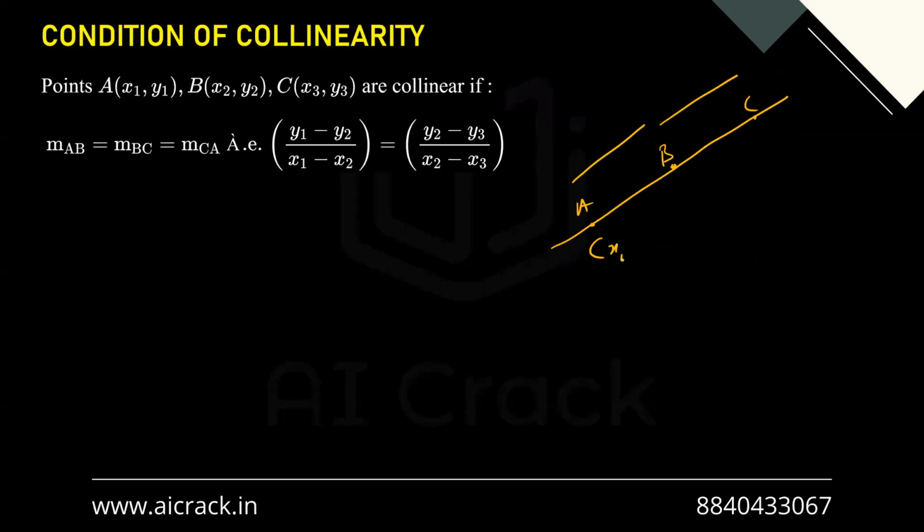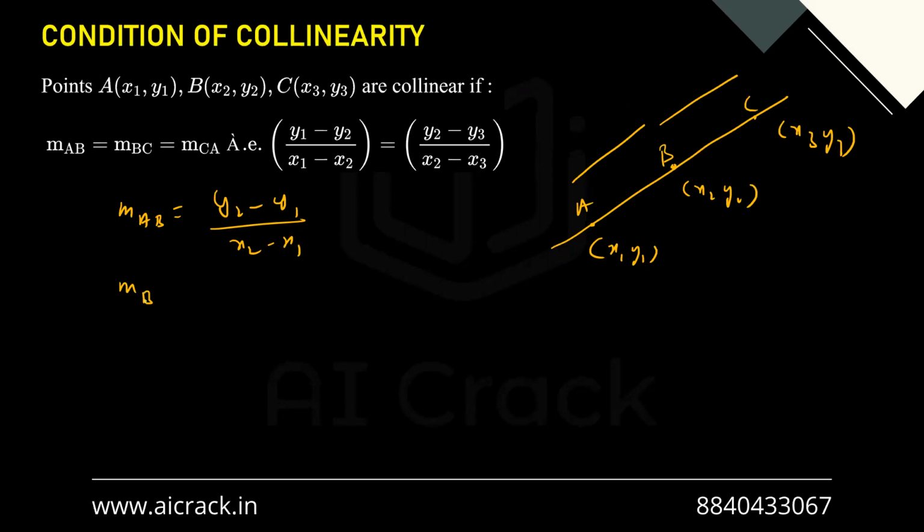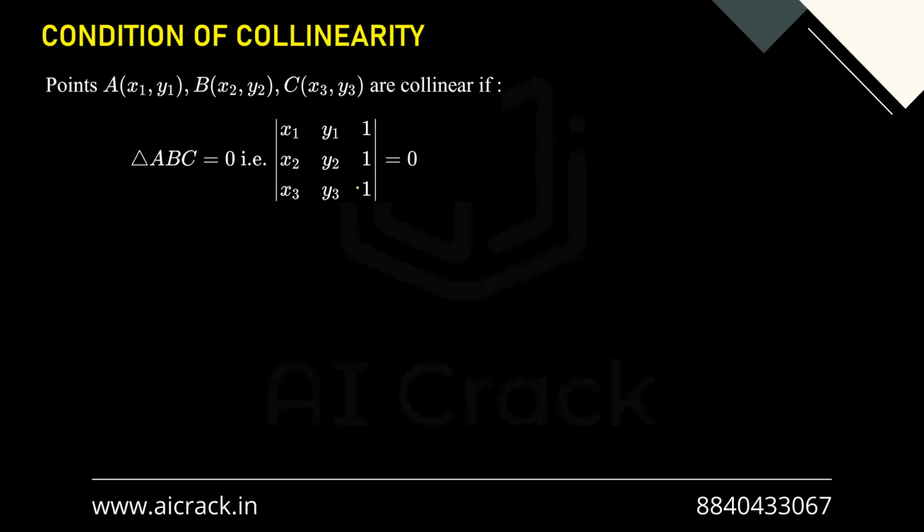So let's say this is x1, y1, this is x2, y2, and this is x3, y3. So that would mean if I try to write the slope of AB, so m_AB would be y2 minus y1 divided by x2 minus x1, and m_BC would be y3 minus y2 divided by x3 minus x2, and both of them should be equal, right? So this is our first condition.